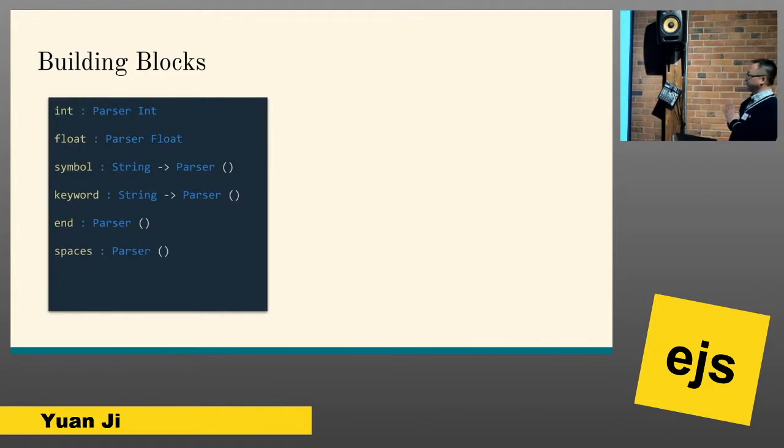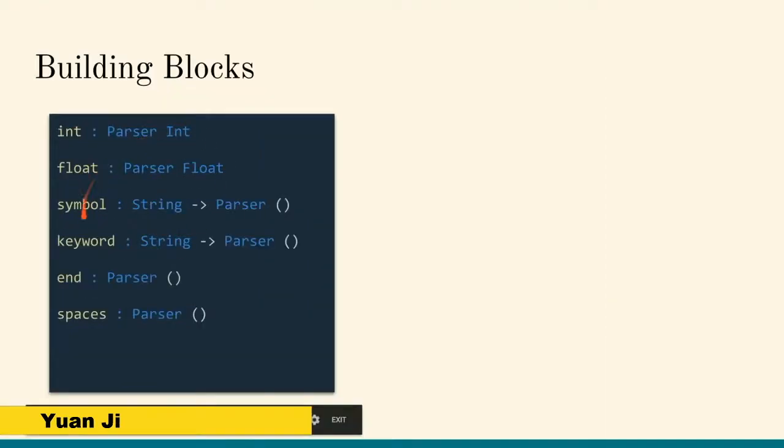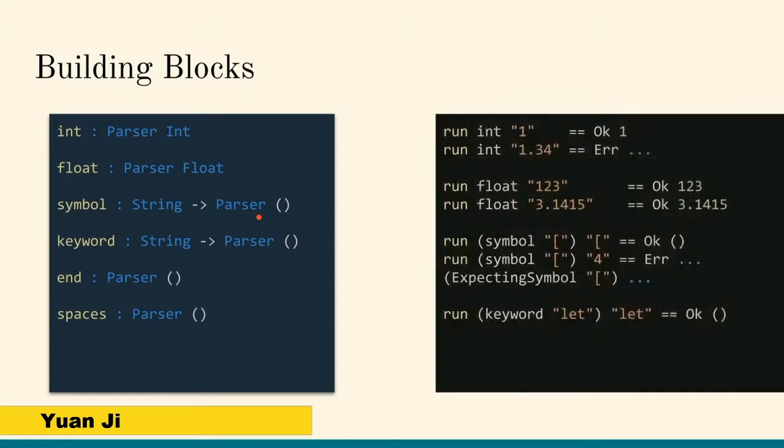Let's talk about some very, extremely simple functions. Beautiful. One parses a float, symbol, keyword, or whatever. Those are building blocks provided by the parser package that we already provided. So here are some examples.